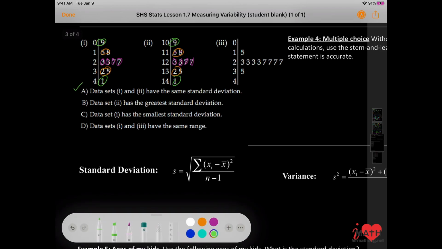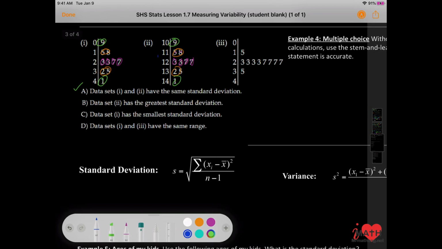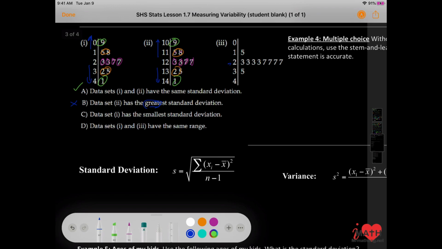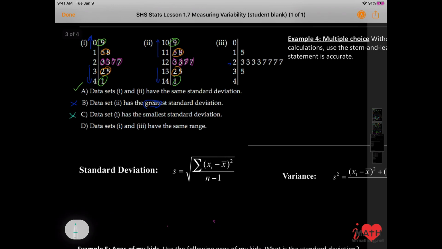Let's try a different one. Data set 2 has the greatest standard deviation. These are all spread out the same based on the number of digits, but this one's all kind of clumped in the middle. So 1 and 2 actually have the same one, so this one doesn't have the greatest. Okay, and let's try C. Data set 1 has the smallest standard deviation. That's wrong because it has lots of spread, lots of numbers going out from the middle.